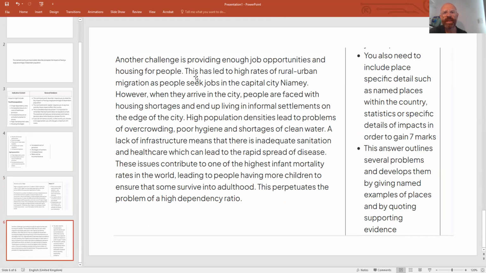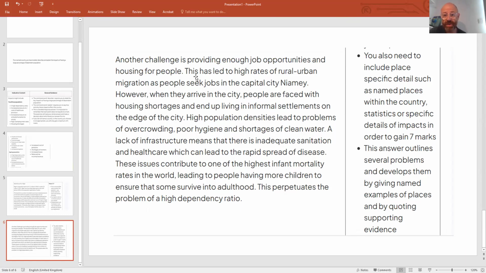Another challenge is providing enough job opportunities and housing for people. Makes sense, common sense, isn't it? This has led to high rates of rural urban migration as people seek jobs in the capital city, Niamey. You know, if you're one of hundreds of thousands of young people growing up in the middle of nowhere with no opportunity, what do you do? You migrate to the town in the hope of finding something, okay? However, when they arrive in the city, people are faced with housing shortages. Of course they are, and end up living in informal settlements at the edge of town. Of course they do. You know, they just join the sprawling masses of shanty towns, basically.